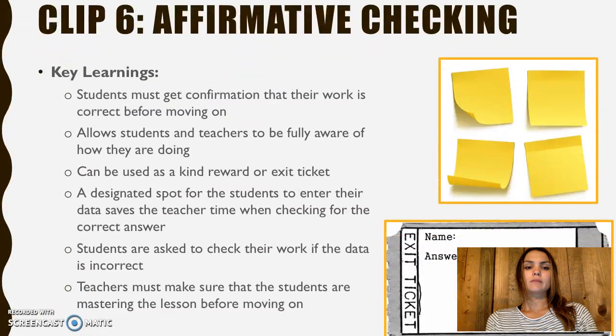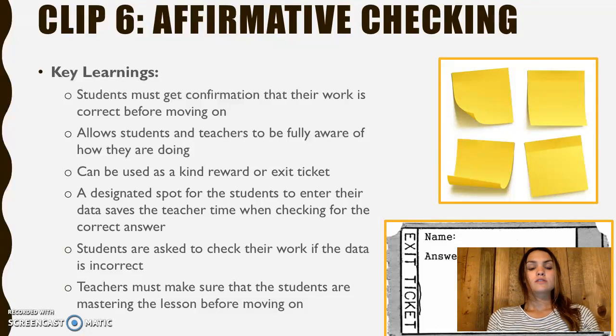So the second clip that we watched was affirmative checking, and this was a first grade teacher who wrote a math problem on the board and allowed students to have sticky notes, then proceeded to tell them that they needed to get the correct answer and give it to her so they could go do their independent work. And so basically, this strategy is students must get confirmation that their work is correct before moving on.